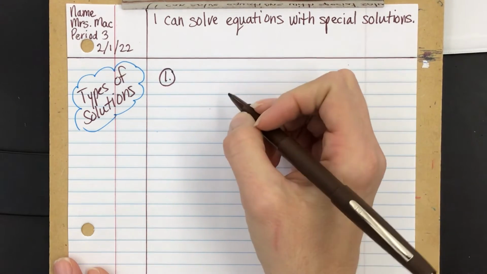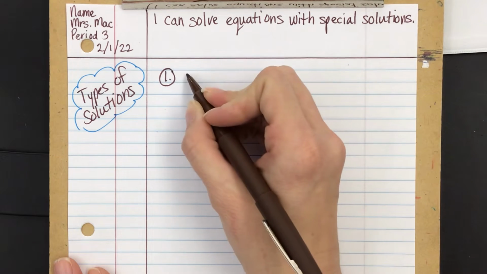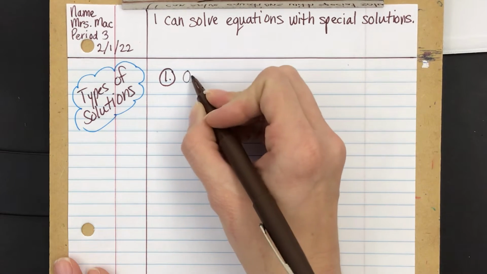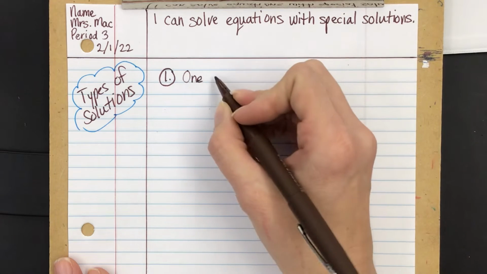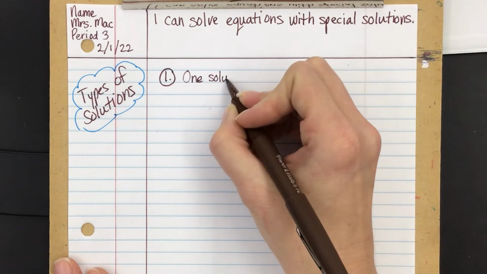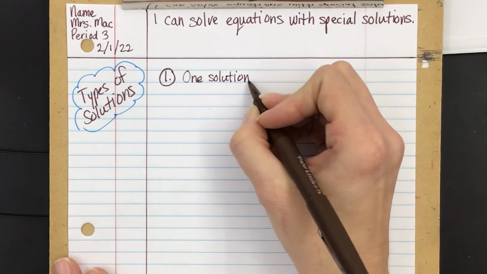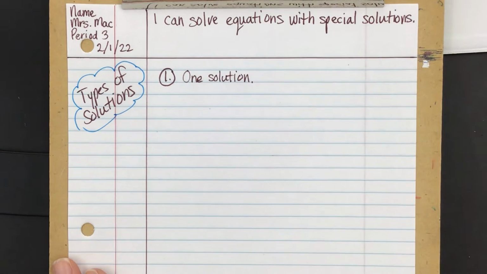The first type of solution that you're going to run into is the ones that we've been dealing with this whole time, which is the ones that have one solution. So you find that x is equal to -5. -5 is your solution. You're finding one number that satisfies that equation.